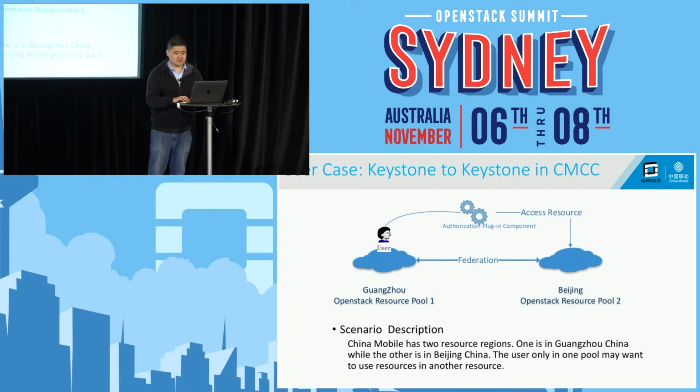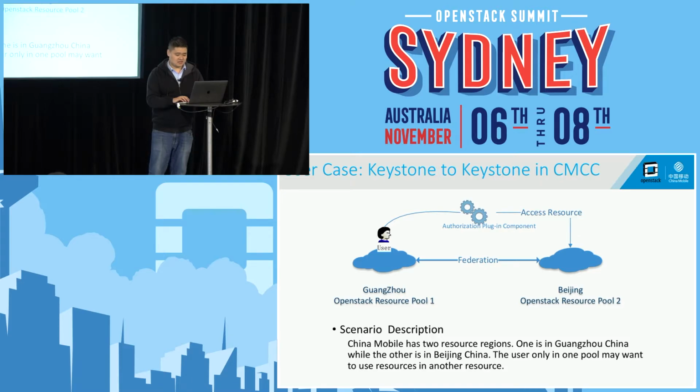This picture describes the use case in China Mobile. A user registered in the Guangzhou resource pool wants to access another resource pool in Beijing. It needs to be authorized by third-party plugin components, which here may be mod_shib, mod_openidc, or mod_kerb. This can be set in the Apache server.